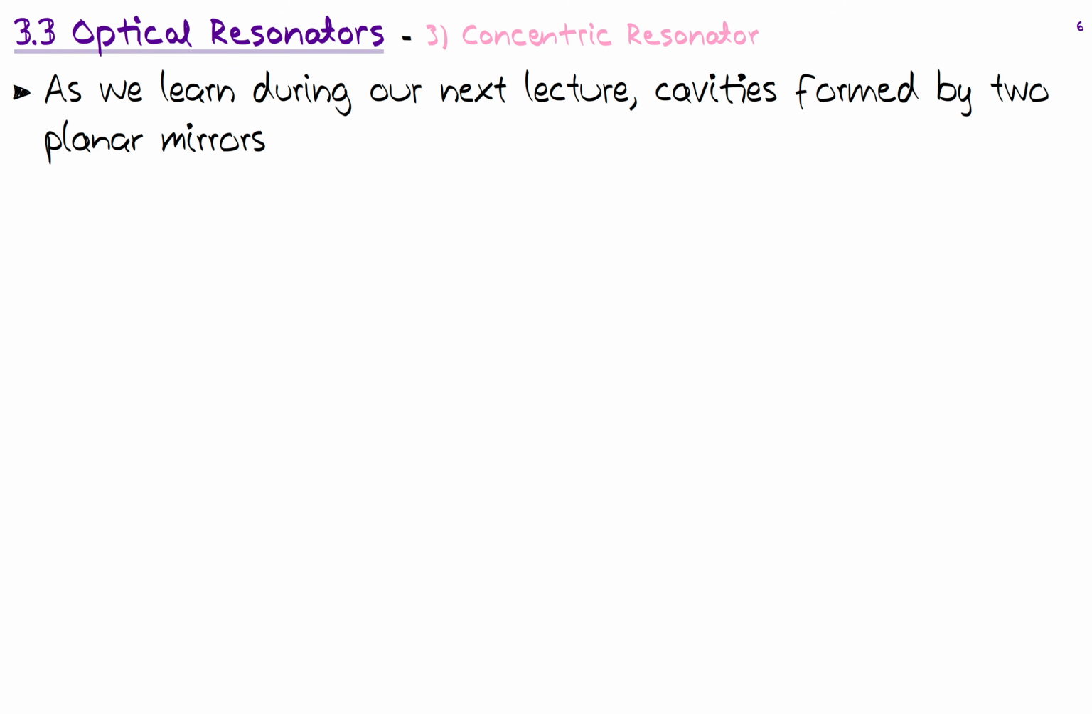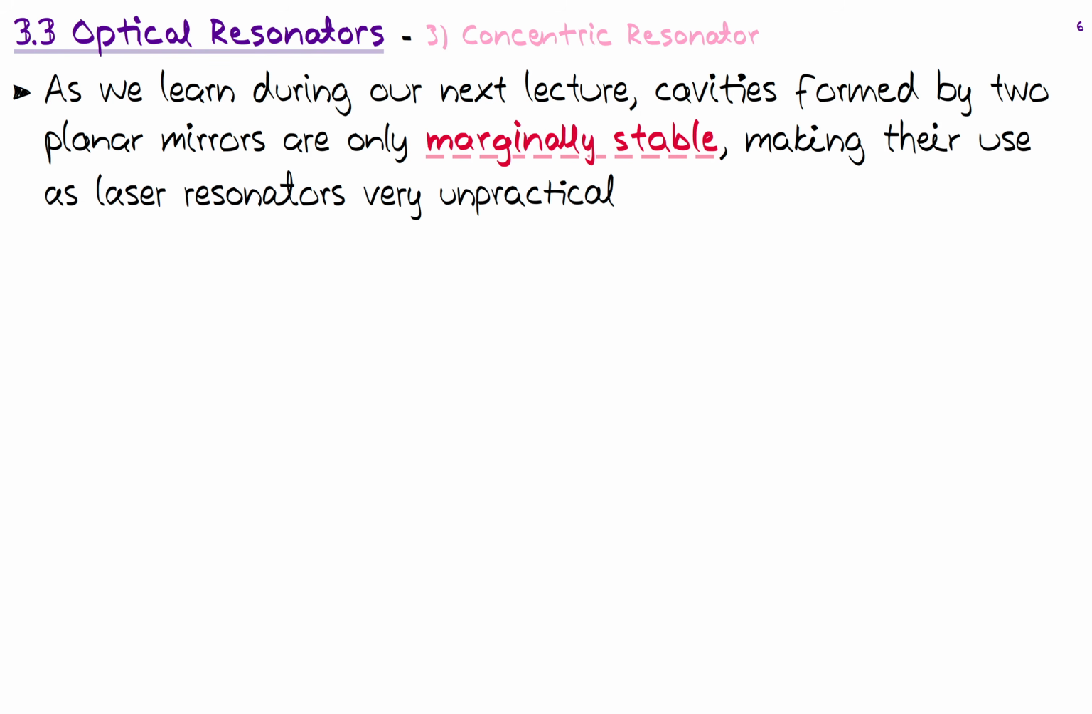And as we will learn in our next lecture, cavities that are formed by using 2 planar mirrors are only marginally stable. So this basically means that if you want to make a laser resonator using this kind of Fabry-Perot cavity configuration, it's not a very practical solution, because it's not easy to make a stable cavity out of this kind of configuration.